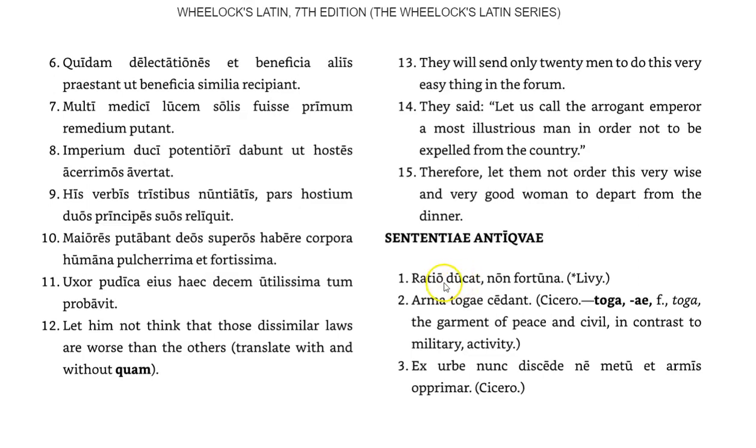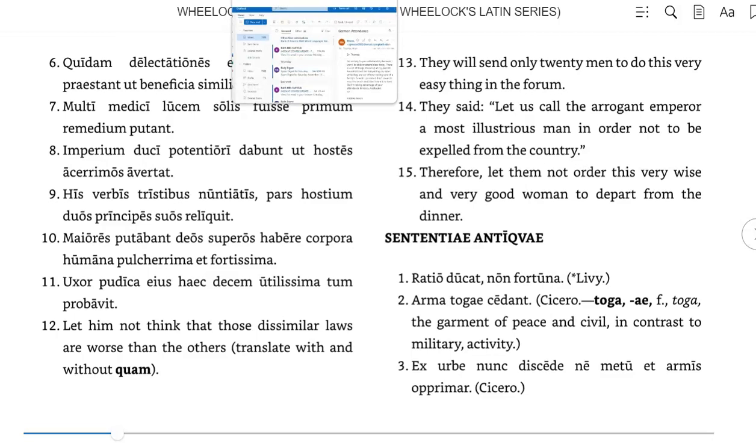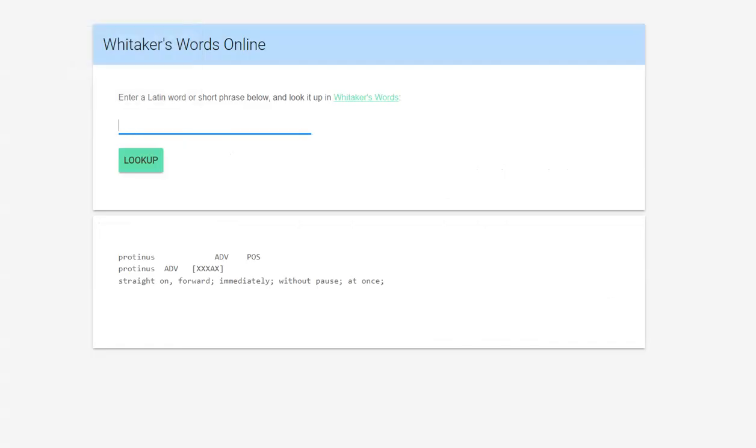Now again, when in doubt, you look up the words. It's no different than research, or in the hard sciences, language studies is no different. You've got to take your time, not just guess. So if we're in doubt here, if we just type in this right here, you can see that Ducat is giving us information here, Whitaker's Words, that it is present active subjunctive third person singular.